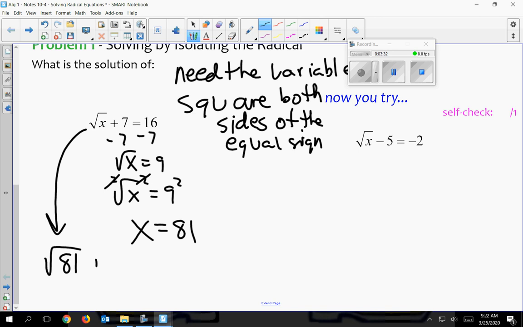Plus 7 equals 16. Okay, and if you remember your perfect squares, 81 is perfect. The square root of 81 is 9. 9 plus 7, does that equal 16? Yes, it does. So we checked it, it's good. Okay, so that's isolating the variable and then getting rid of the radical. Okay, so once you give this one on the other side over here a shot, hit pause and go ahead and try to solve that one.